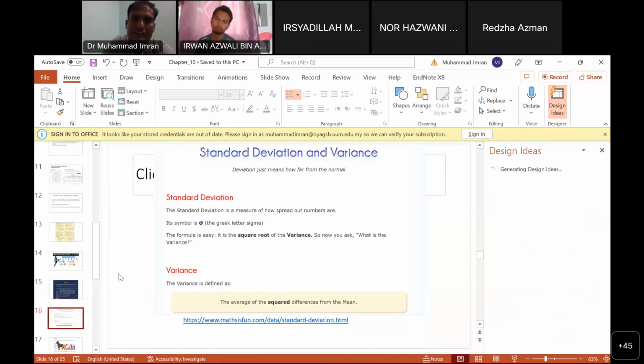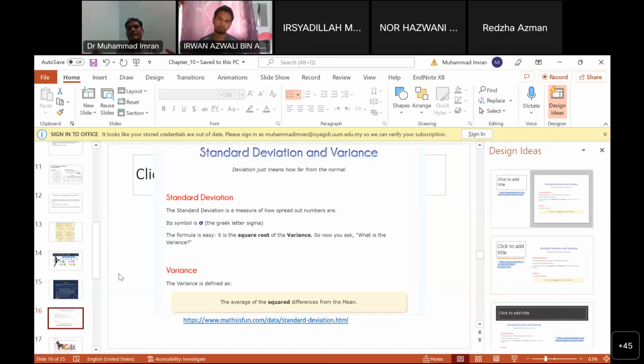Okay. Another example to tell you. Here is the standard deviation and the variance, the main thing. What is the standard deviation? Anybody can tell me? I know, we don't have so much time. Let's go. Standard deviation is the measure of how spread out numbers are, the gap between the numbers and how far from the mean. It is denoted with the symbol sigma. The formula is easy: the square root of the variance.